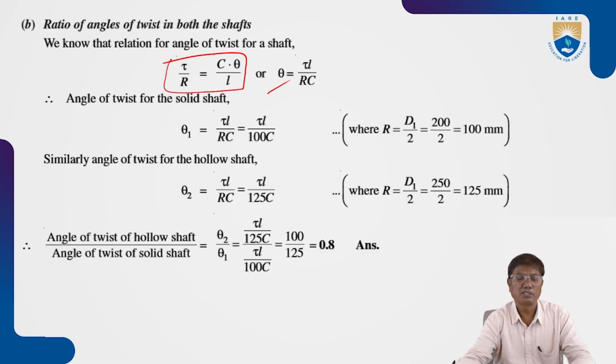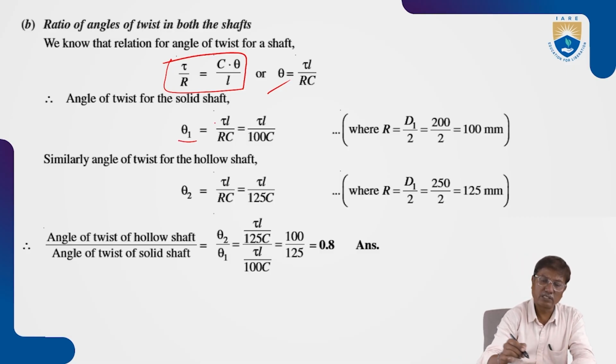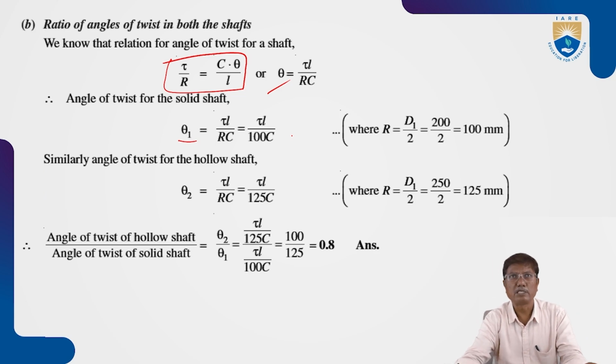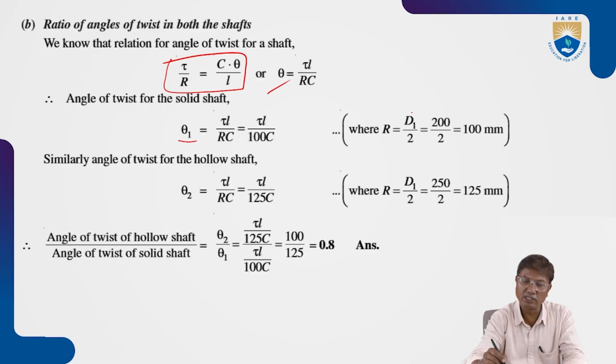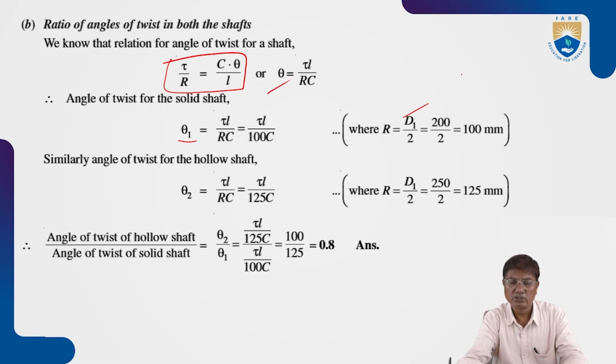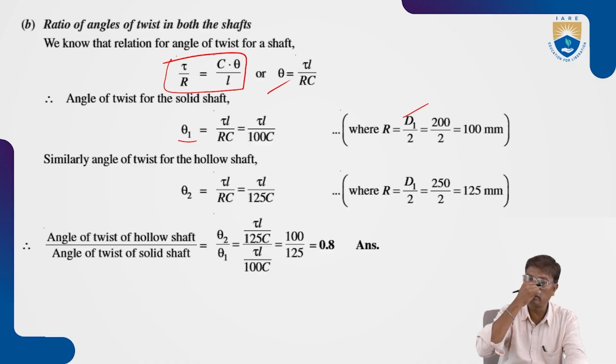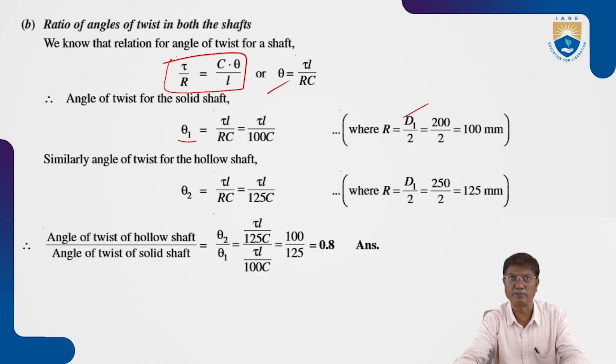And for the solid shaft, the angle of twist theta 1 is tau l by r c. Here r means the radius, which is 100 mm, as D1 is the diameter. Length is the same and tau is the same in both the shafts. So tau L by 100 into C. C is also the same as the material is the same for both.